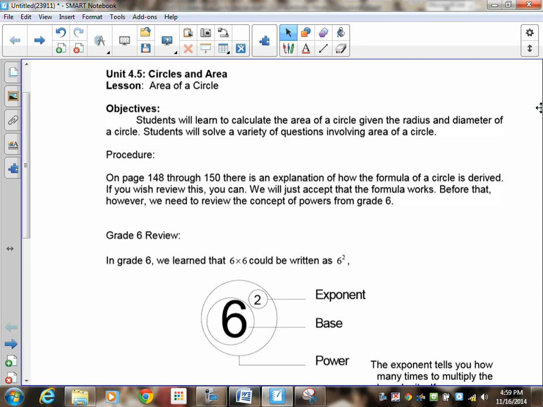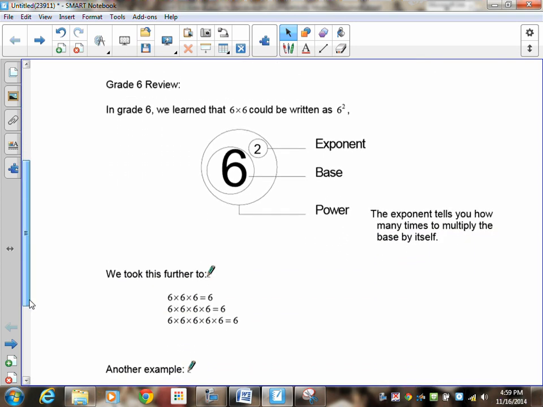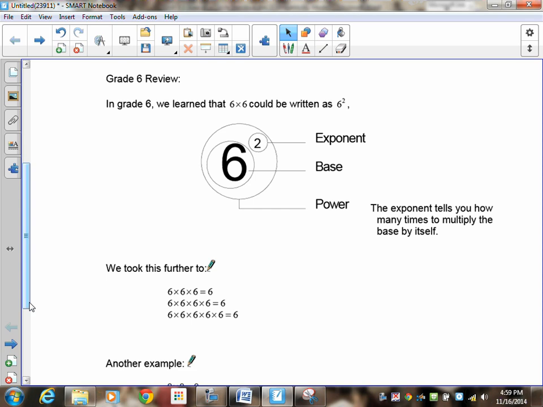And before we can use the formula, we do have to go back to grade 6 a little bit and do a little bit of review on what we call powers. Okay? Because in the formula for the area of a circle, you do have a power this time. So let's take a look at powers.